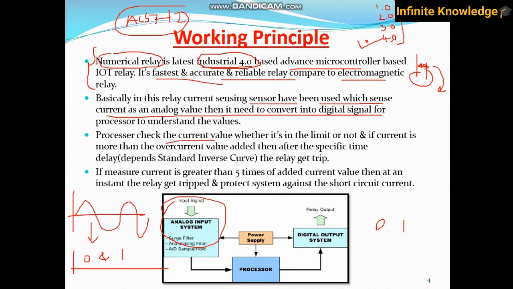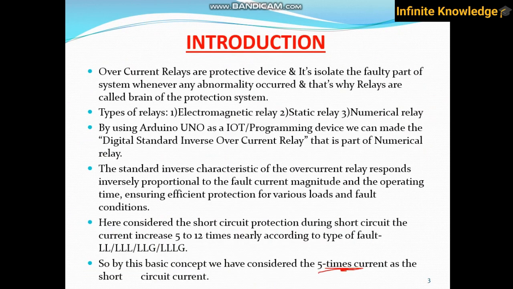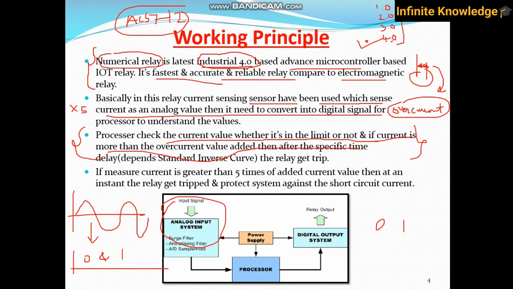The processor checks the current value to see whether it is within the limit or not. Whenever you are using a relay, you have a specific overcurrent value, so you need to enter this overcurrent value in your relay first. The first procedure of the processor is to check whether the current is more than the entered overcurrent value. If it is overcurrent, it will calculate the time to trip. And in between, if your current is very high, greater than 5 times, as we explained in the slide above, it will generate an instant trip to your breaker.